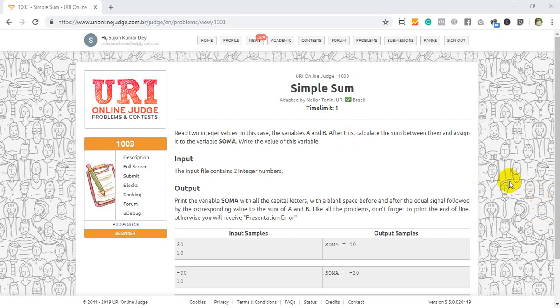Hello everyone, today we solve the problem URI number 1003. It is titled Simple Sum. Okay, there is a description: read two integer values.